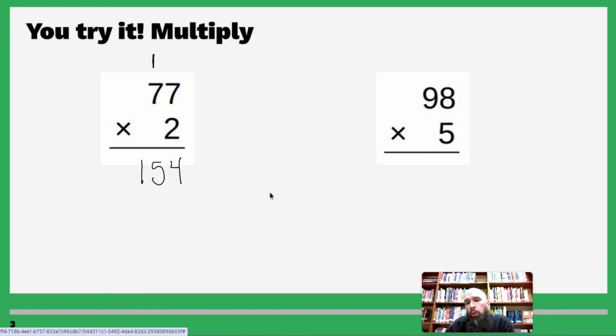Okay, let's go over here. 8 times 5 is 40. So you write out the 0 in the 40 and carry the 4. 9 times 5 is 45. 45 plus 4 is 49. The answer is 490. Okay, pretty intense stuff.